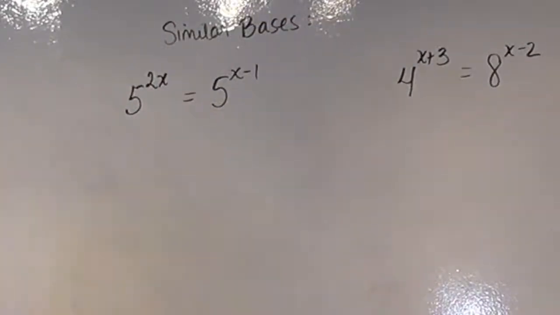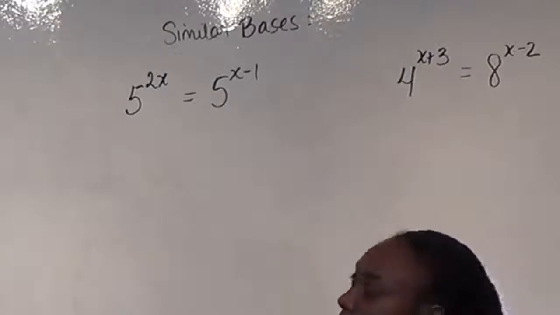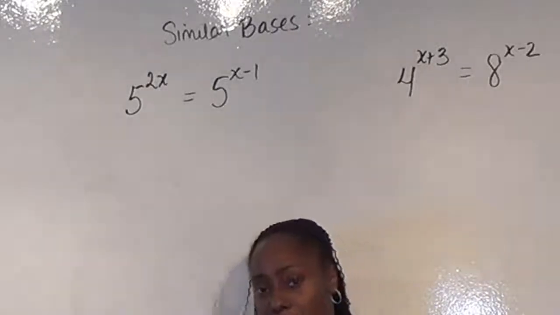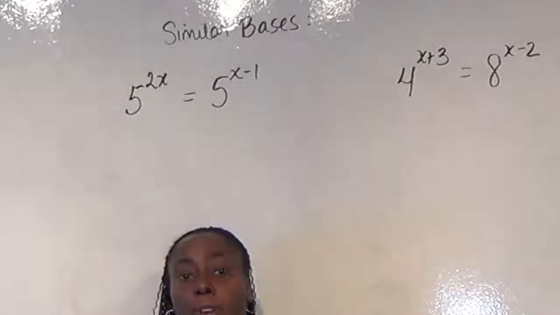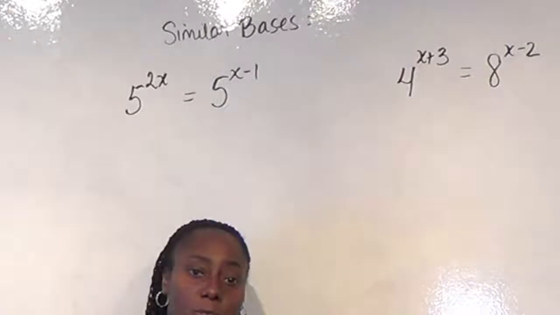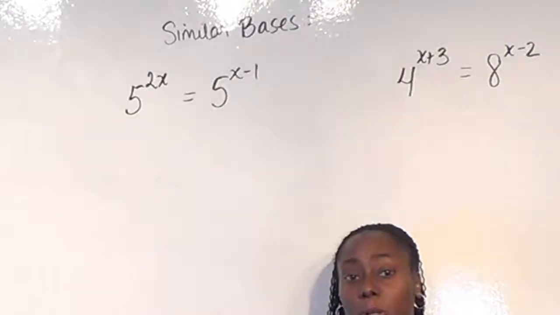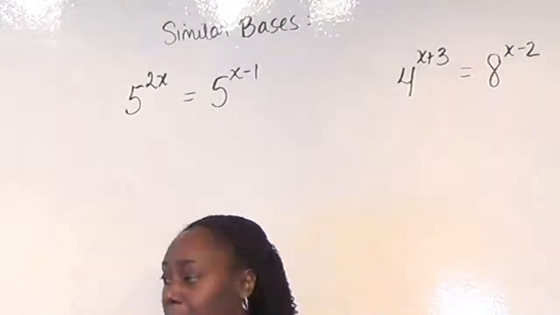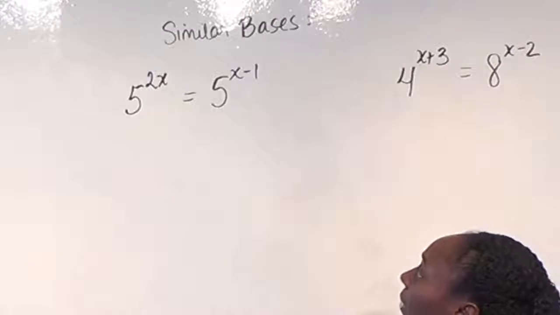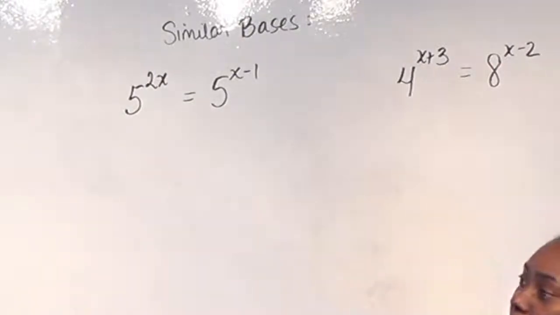Okay, so let's start with a couple of equations, and for these we're going to start with the ones with similar bases. And so I've put up two types here because in some cases you'll get ones that are very straightforward. You can tell just by looking at them that the bases are the same. And then there's the ones where you have to do a little bit of work to get the bases to be the same. Both of these are solved very directly. Okay? So let's start with this one. 5 to the 2x equals 5 to the x minus 1.